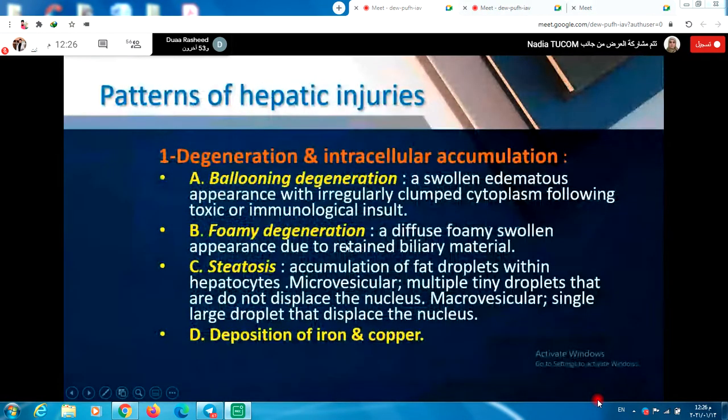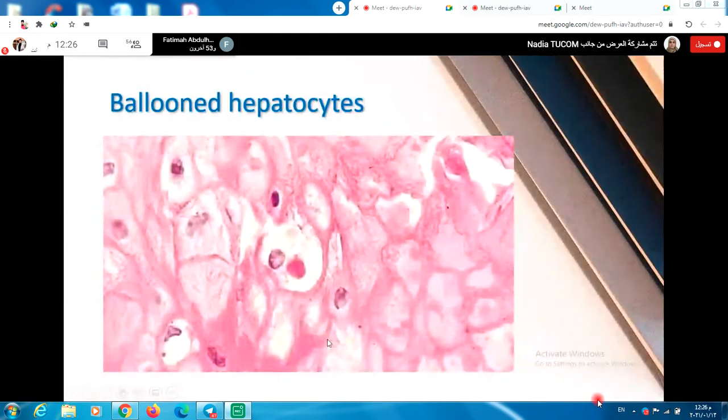Steatosis, so micro or macrovesicular, and deposition of iron and copper. This can be seen in certain disorders: hemochromatosis, and deposition of iron and copper in Wilson disease. Hemochromatosis, whether primary or secondary. We will come to it in the next lecture, God willing.